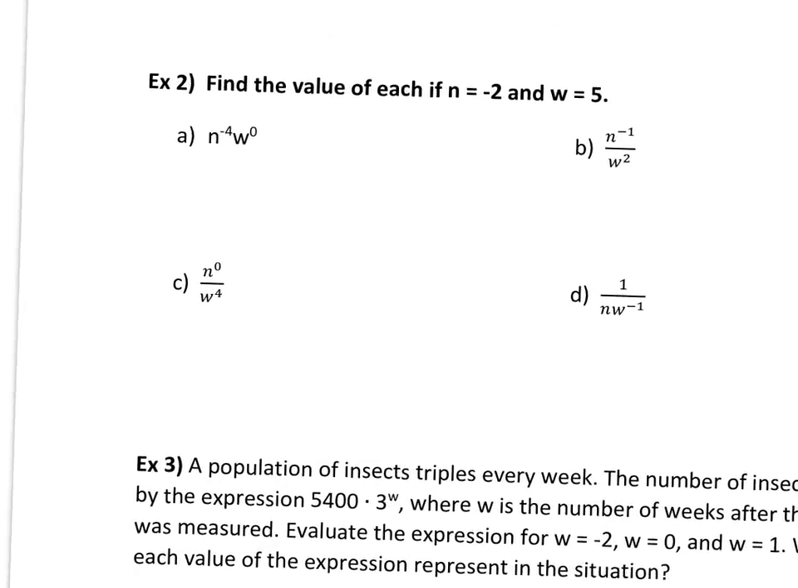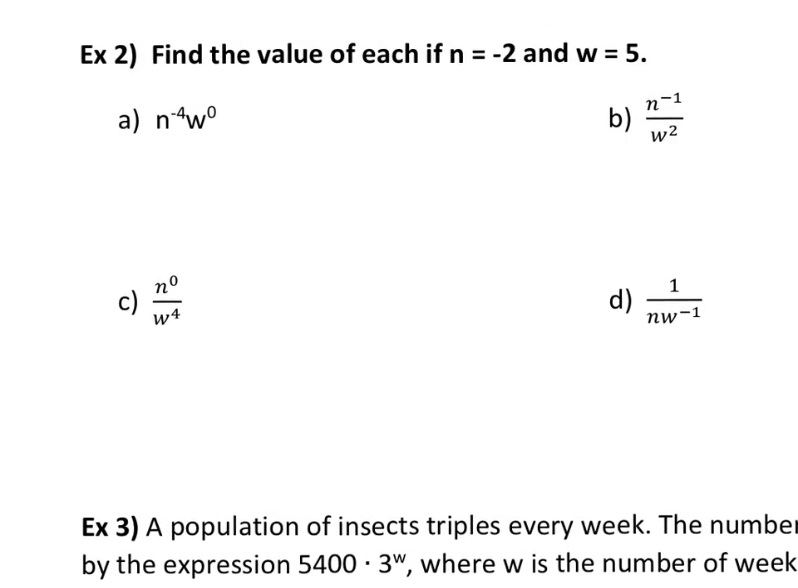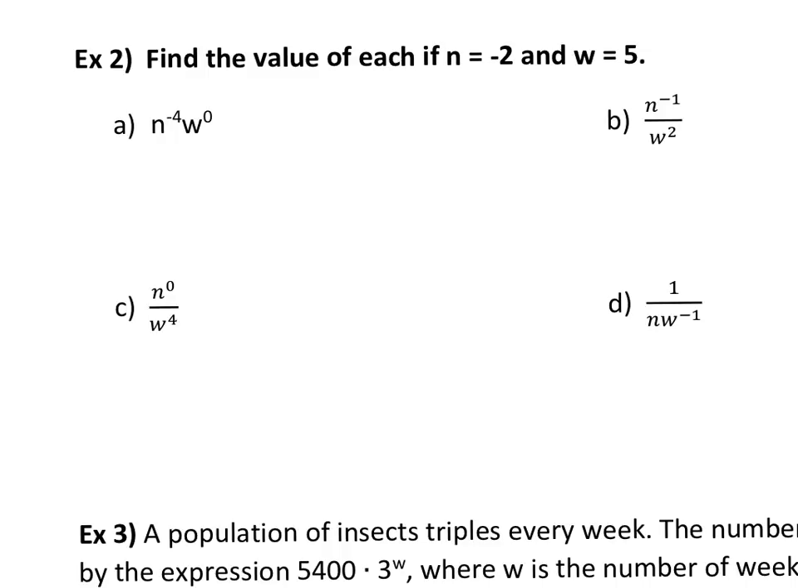All right, so now in example 2, what they're asking you to do is actually find values. So you're actually going to plug in these numbers right here, negative 2 and 5, and you're going to come up with answers, okay? All right, so let's kind of zoom in here. And we're just going to plug in. So n was negative 2, so I have negative 2 to the negative 4, and 5 to the 0, okay?